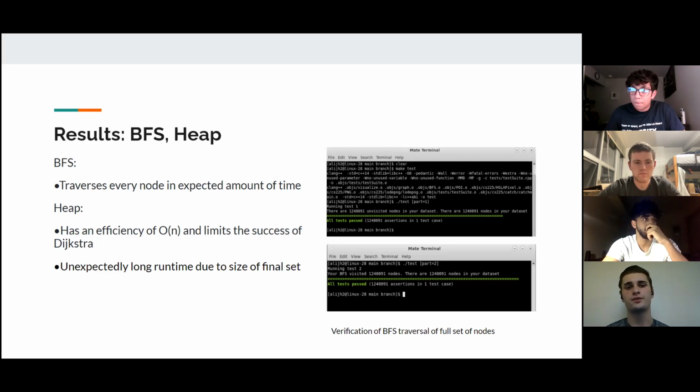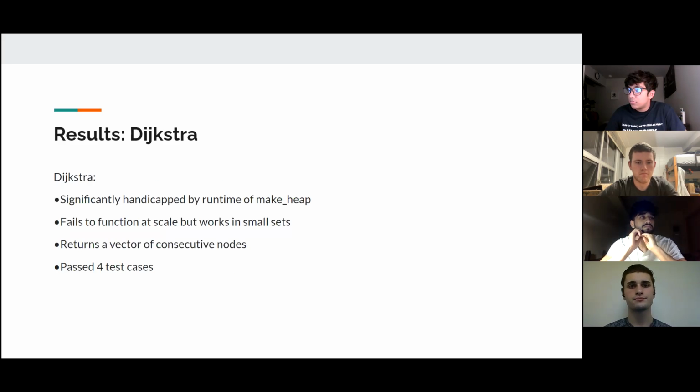The heap has an efficiency of O(n) and somewhat limits the success of Dijkstra's algorithm on such a large data set due to the fact that it has to essentially heapify every time a node is inserted and added into the list. So essentially, our runtime gets worse the more nodes we add. So Dijkstra's algorithm was definitely significantly handicapped by the runtime of make heap.